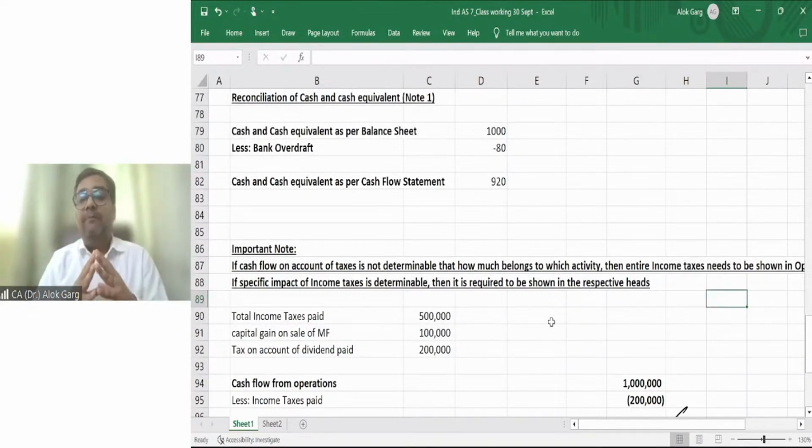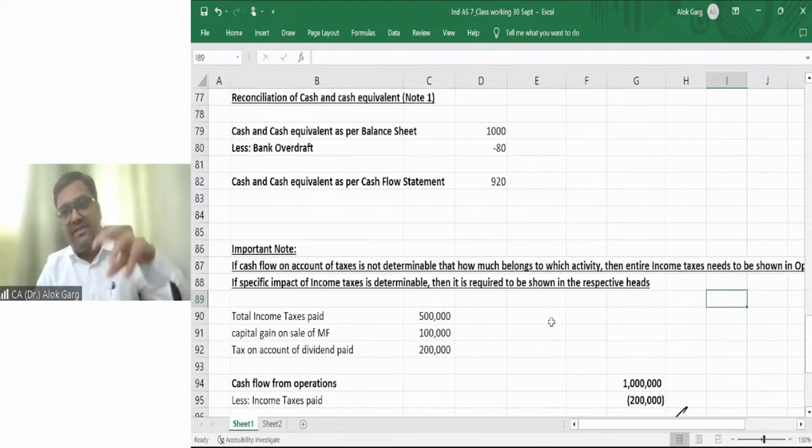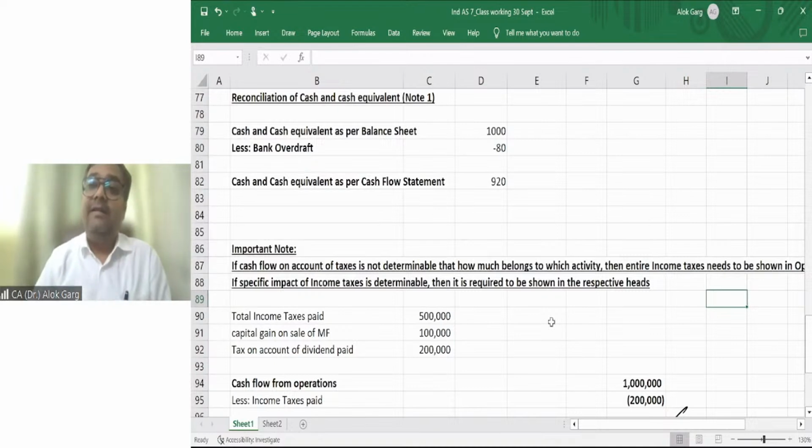For example, the company is earning a profit out of running a business of 1,000 crore. The company has to pay tax. And the company has also invested in shares, in mutual funds, right? And when the market has gone up, the company has sold those investments in mutual funds and shares. So is it an operating activity? Answer is no. This is an investing activity.